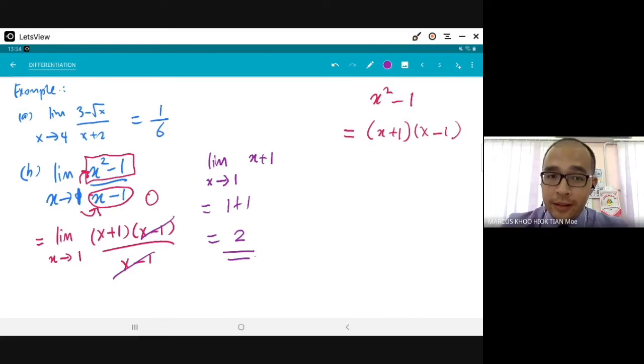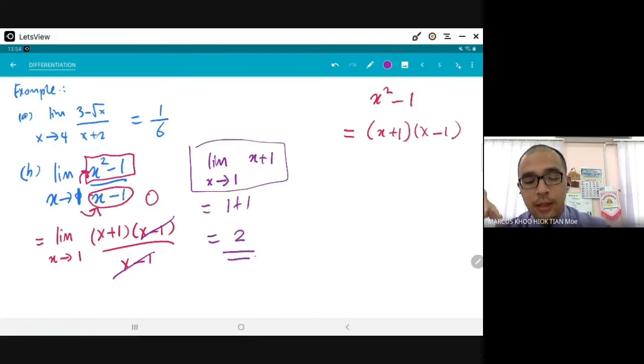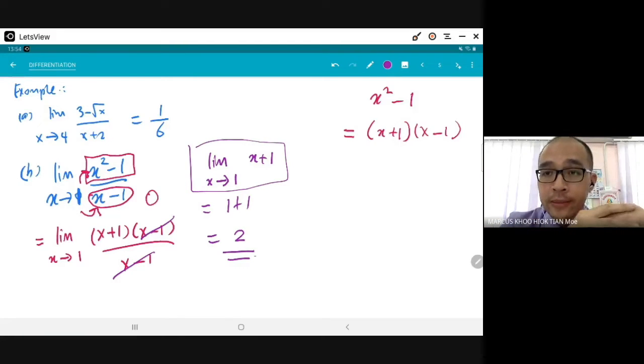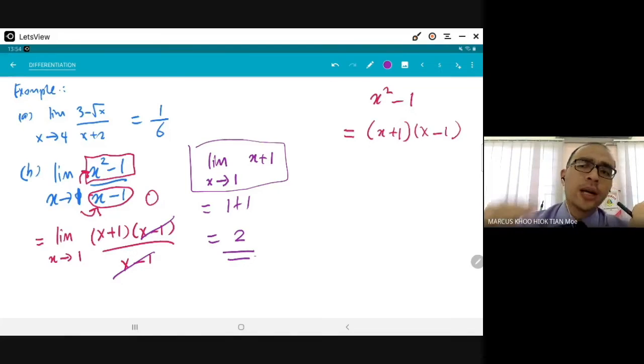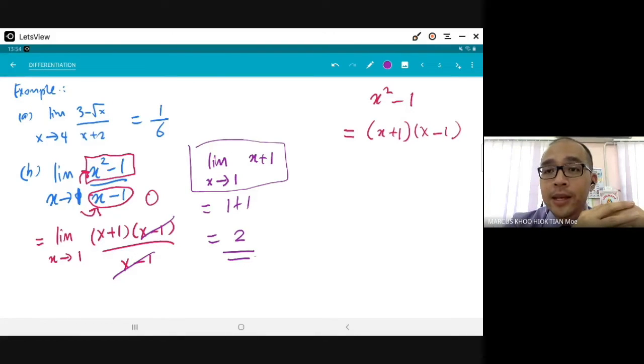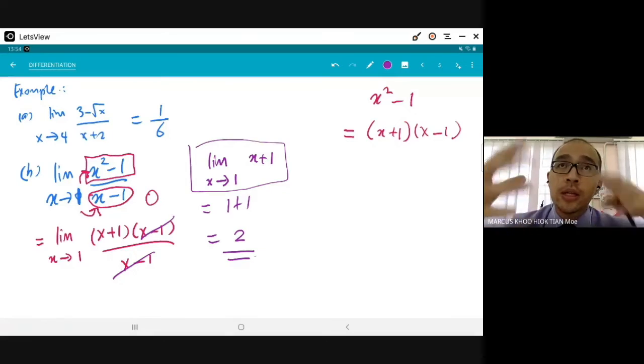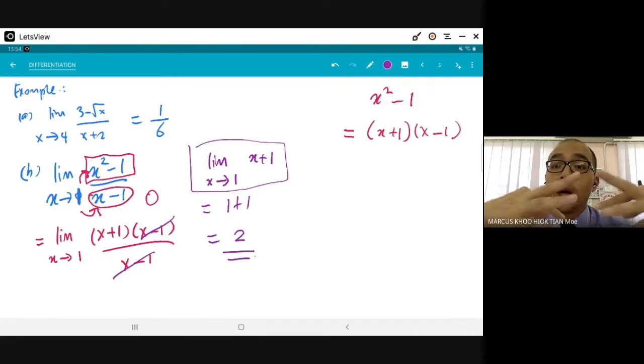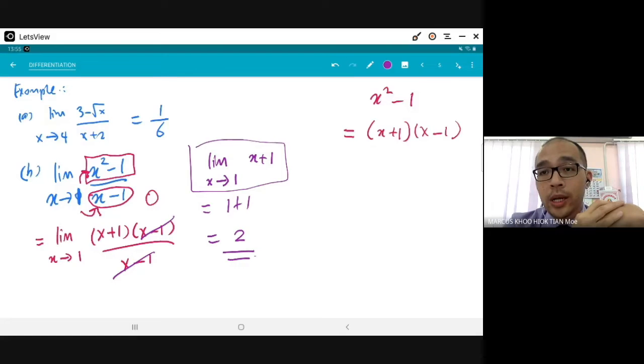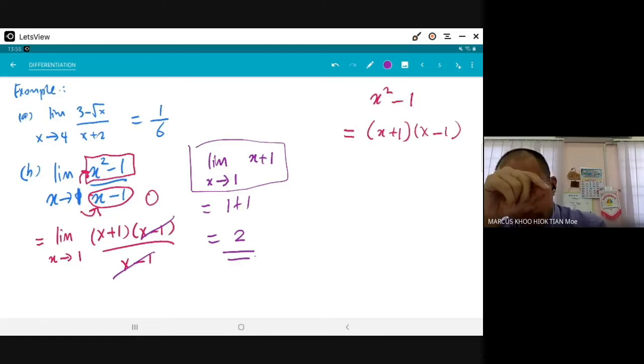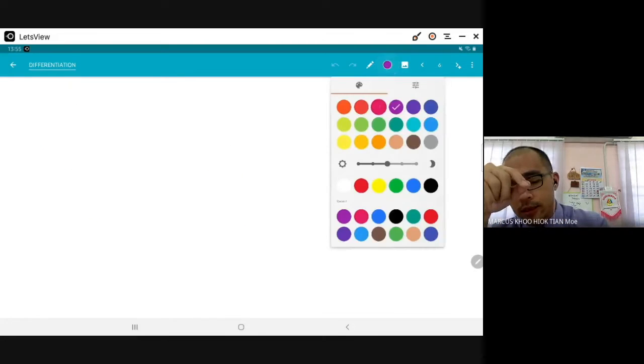And after you do factorization, usually you can cancel and then you are left with something much simpler where you can do direct substitution. The final step is always direct substitution. But if you do direct substitution and it is over zero, you have to change the equation, so that it doesn't have a zero in the denominator. So one of the ways is by factorization. Okay? Now, example C is an example that uses rationalization.